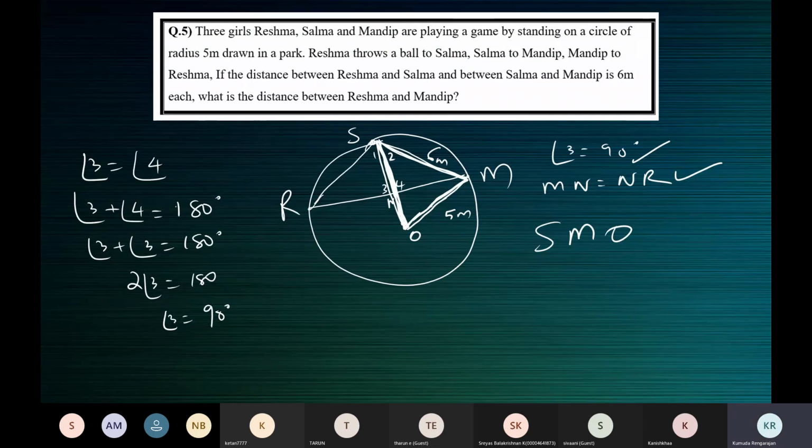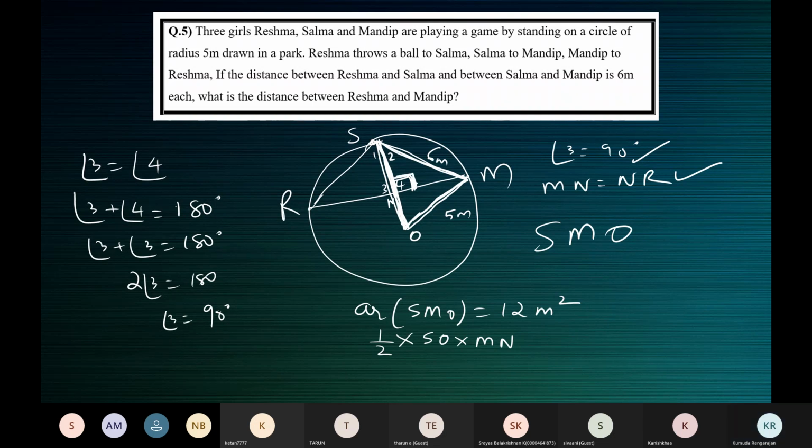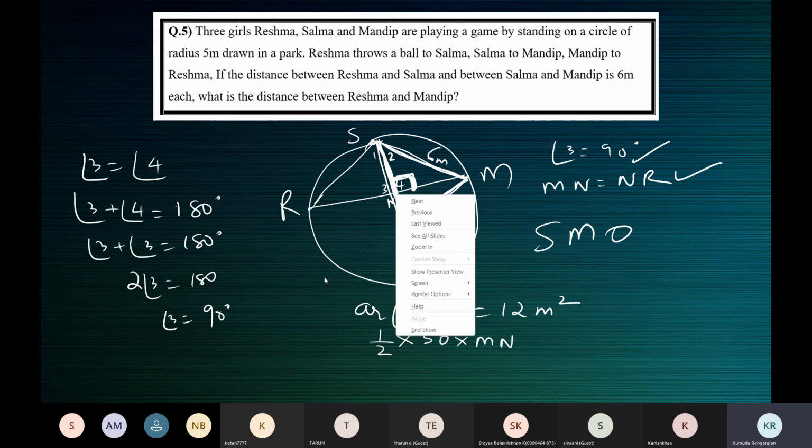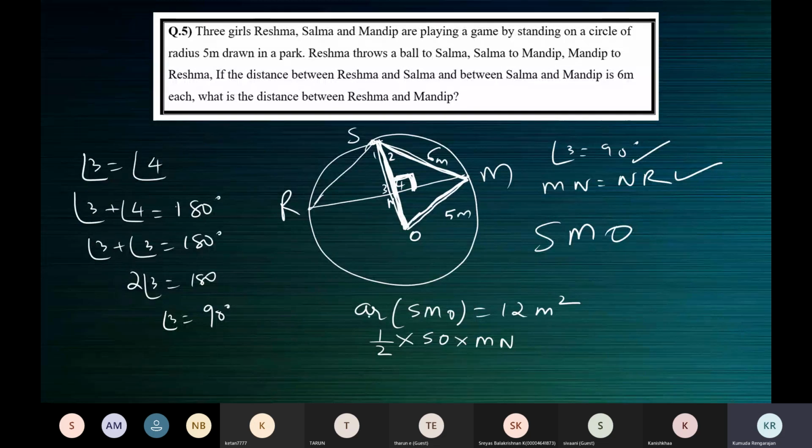12 meters square. Now the area of triangle SMO using Heron's formula is 12 meters square. We can also find the area of the same triangle using the formula half base into height. I want to take SO as the base. If I take SO as the base, the perpendicular or the altitude on the side SO is MN. Why is MN the altitude? Because this is 90 degrees, and that is why we have to prove this is 90. Only when you prove this is 90, you can take MN as the altitude when you find the area using the formula half base into height.